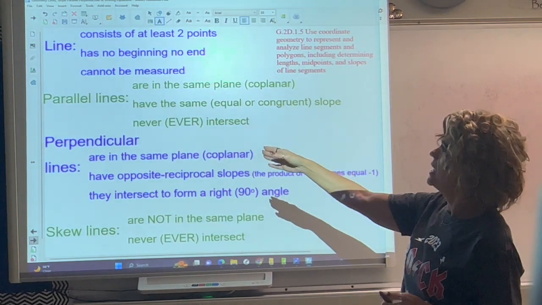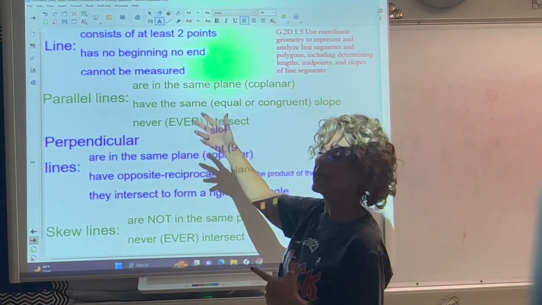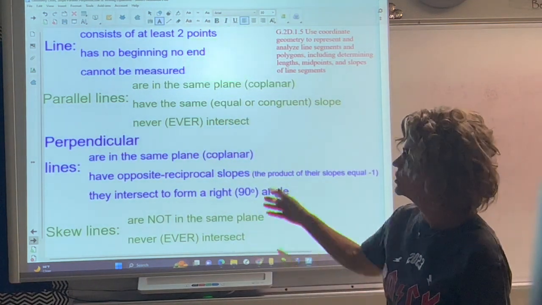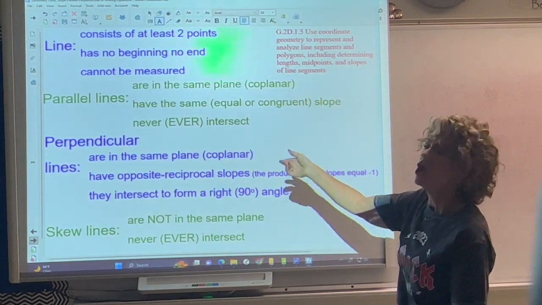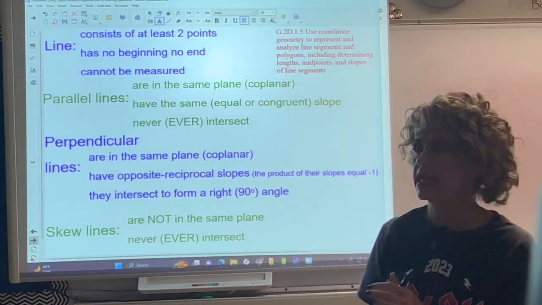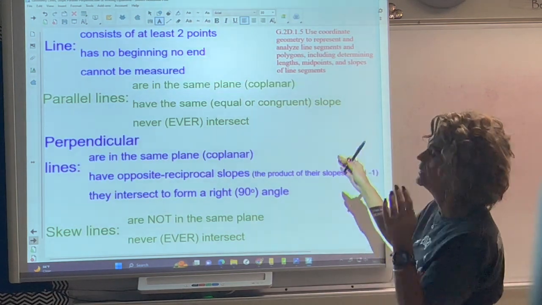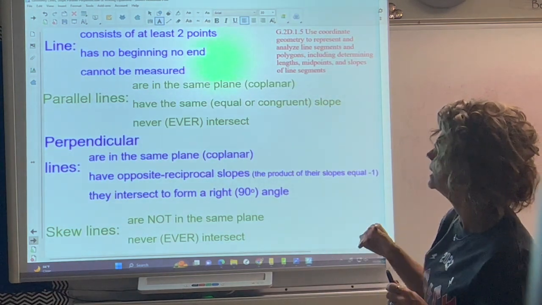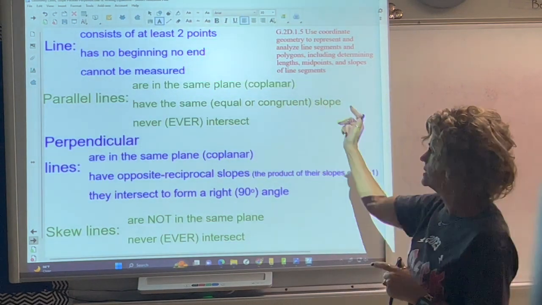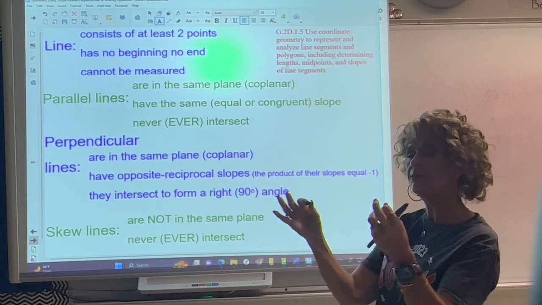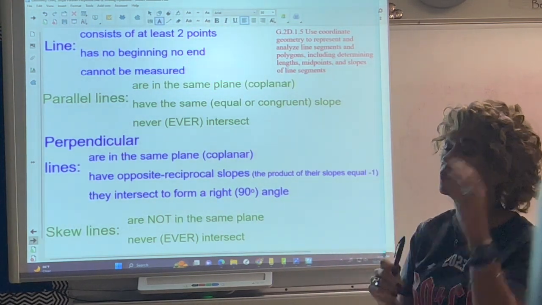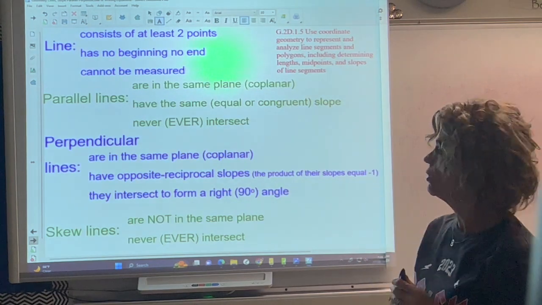Parallel lines are in the same plane. Same plane is coplanar, just like collinear points lie on the same line. Coplanar, same plane; collinear, same line. Parallel lines are coplanar, or are in the same plane. They have the same slope. Same and equal and congruent are all interchangeable. We have to know that all of those go together.